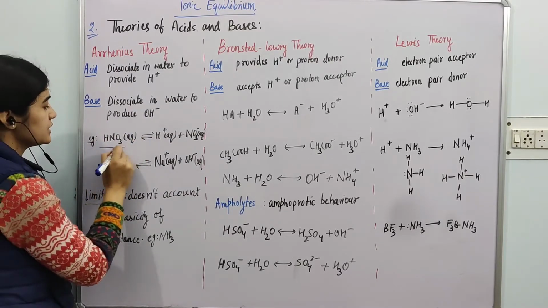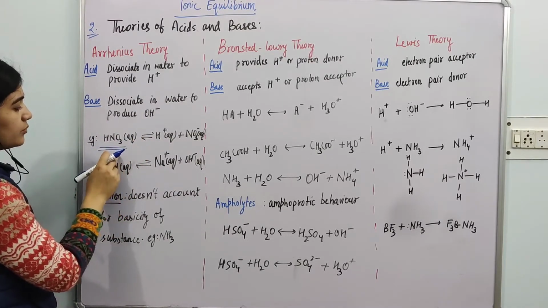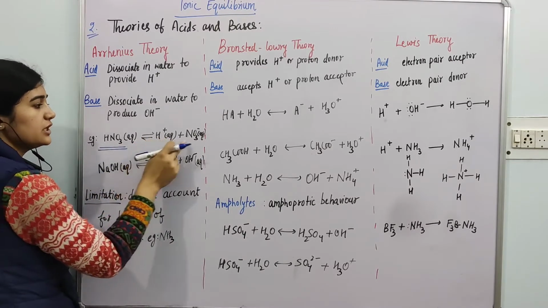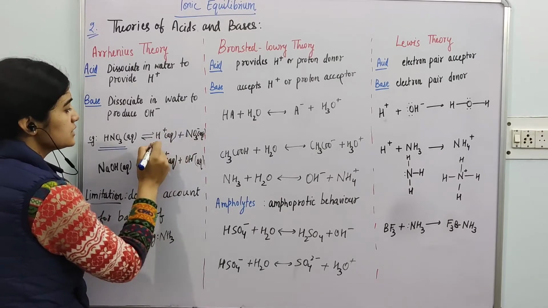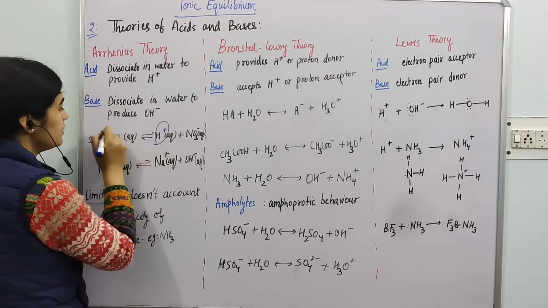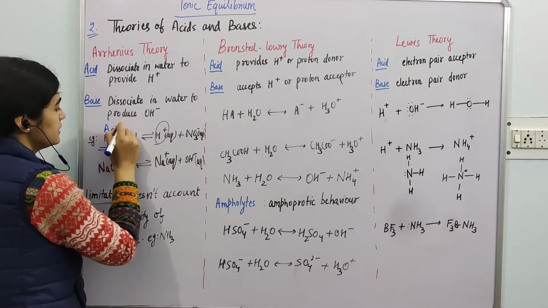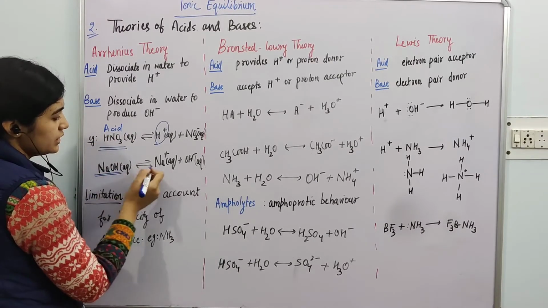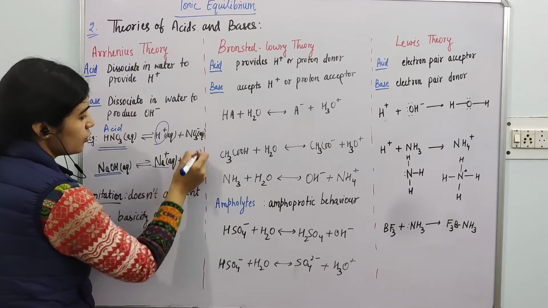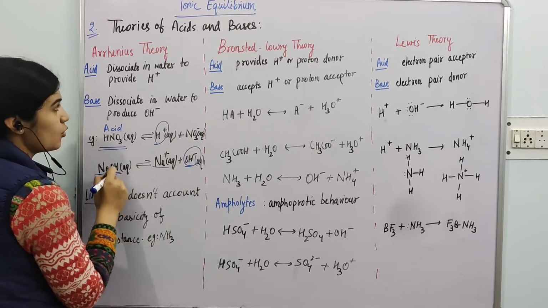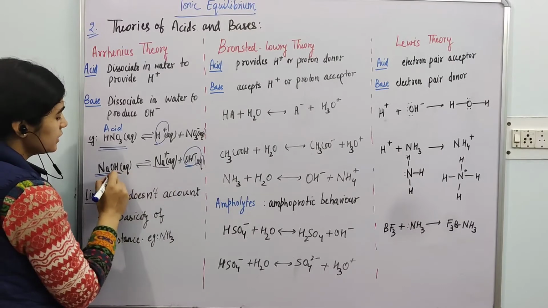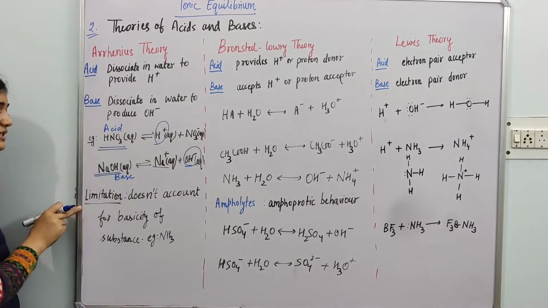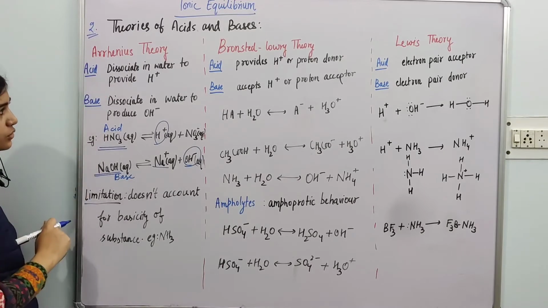Examples are nitric acid. When nitric acid forms an aqueous solution, it provides two ions, H+ and NO3-. Since it is providing H+, it is an acid. Another example, you take NaOH. When it dissociates, it provides Na+ and OH-. Since it is an OH- provider, it is a base. Alright. But there are some limitations with Arrhenius theory.